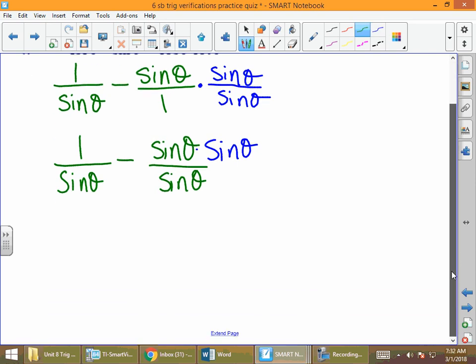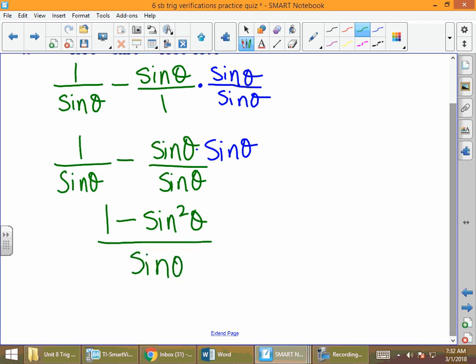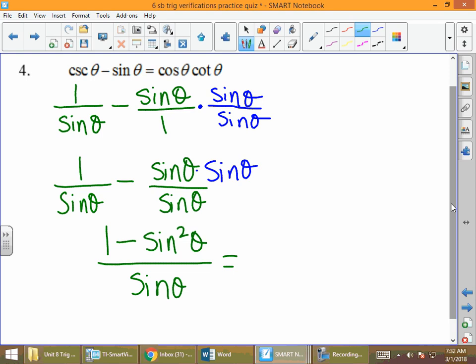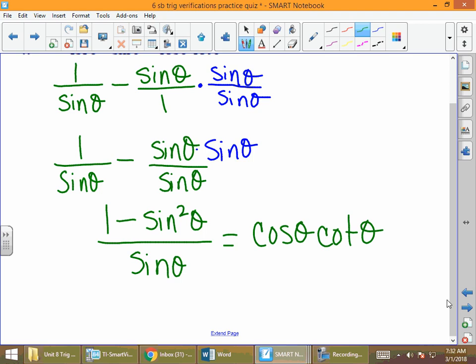Don't cancel anything out. Let's rewrite this. And it becomes 1 minus sine squared theta, which, by the way, is what sine theta times sine theta equals, divided by sine of theta. And we're trying to turn this left side into the right side, which is cosine theta cotangent theta. And we're not going to do anything to the right side. Don't touch the right side here.